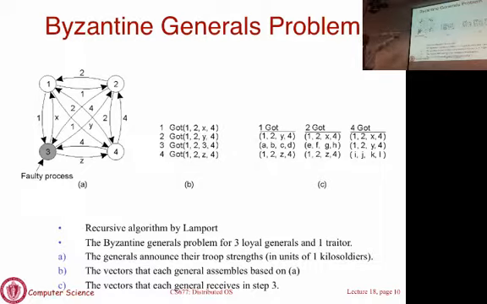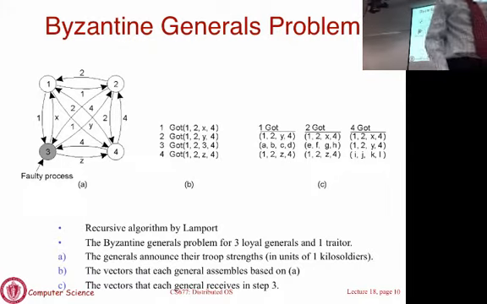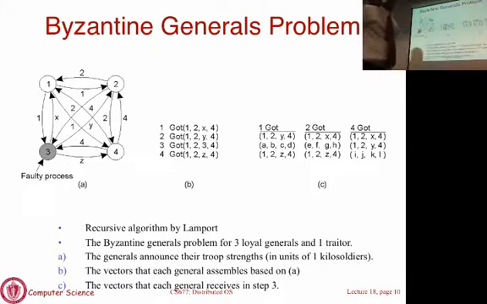If you have Byzantine failures, if you have 1 faulty process, you need 4 replicas. You will vastly increase the cost to actually deal with Byzantine faults.